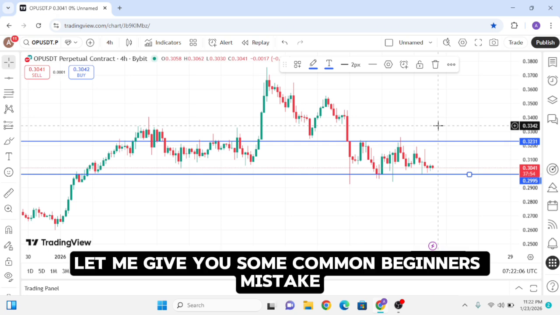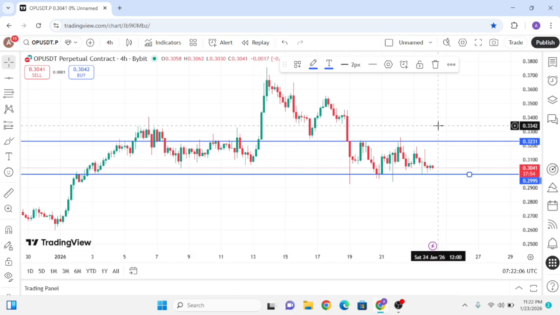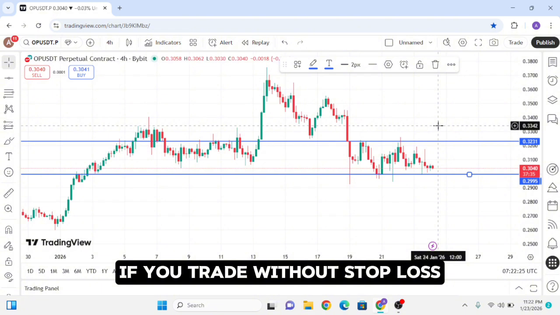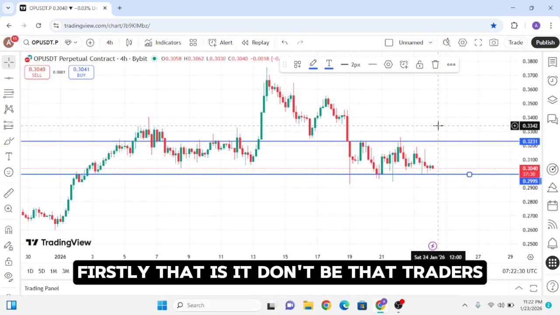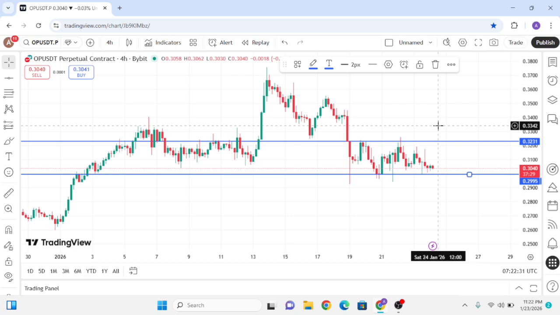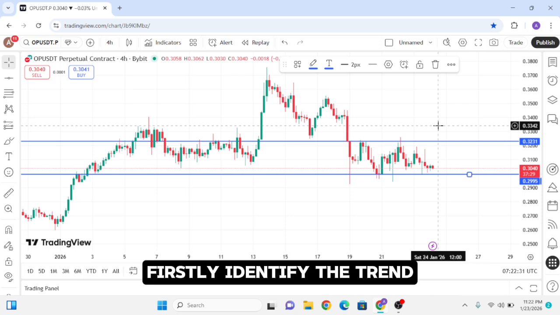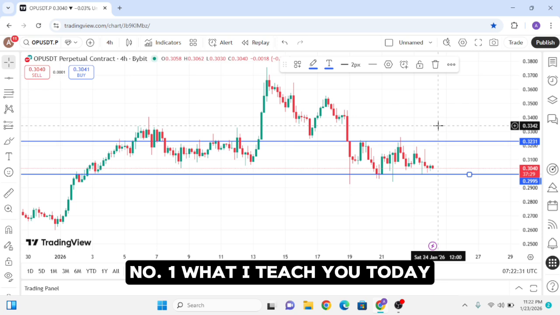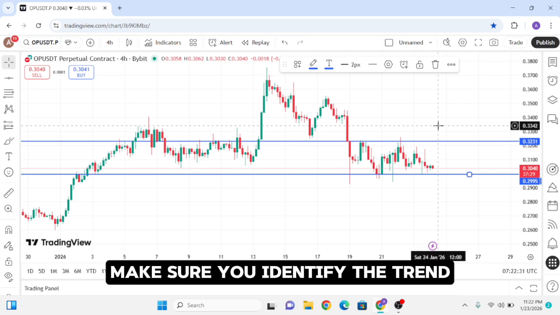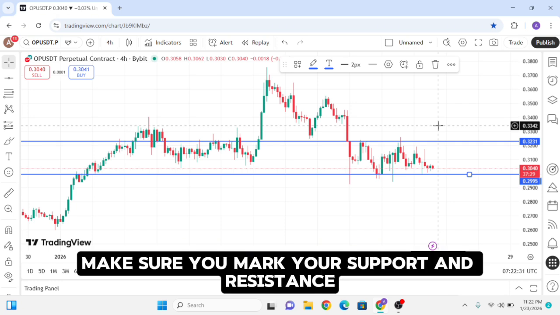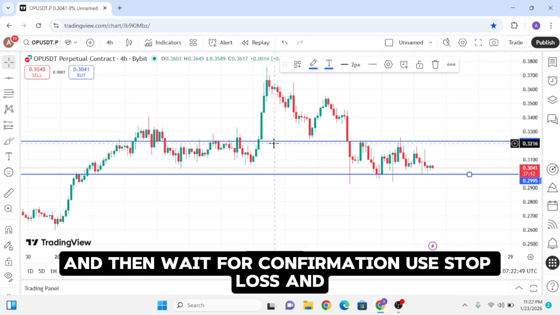So let me give you some common beginner mistakes. If you trade without stop loss, the market will teach you the hard way. Firstly, that is this. Don't be that trader. Firstly, identify the trend. Number one, what I teach you today, identify the trend, uptrend or downtrend. Make sure you identify the trend. The second is make sure you mark your support and resistance and then wait for confirmation. Use stop loss.